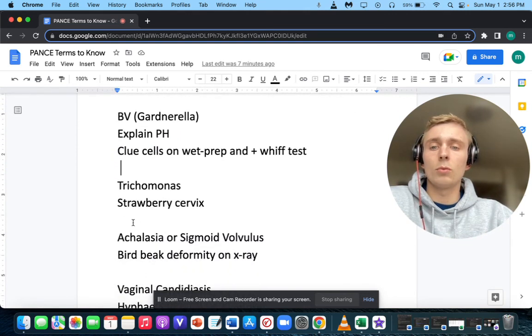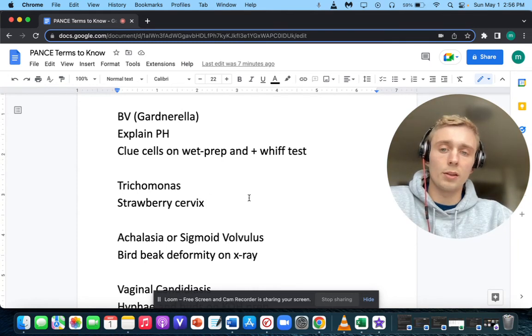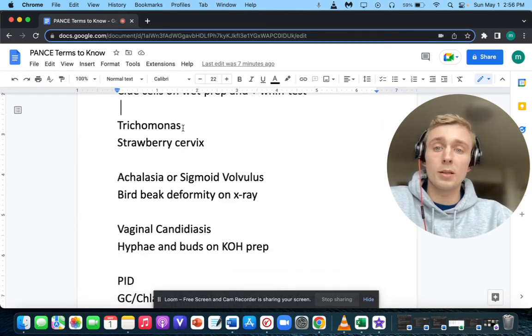So, like we said, what do you think of with strawberry cervix? Strawberry cervix, you want to think of trichomonas right away, or trichomoniasis. And what is the treatment for trichomoniasis? That's going to be metronidazole, so Flagyl.